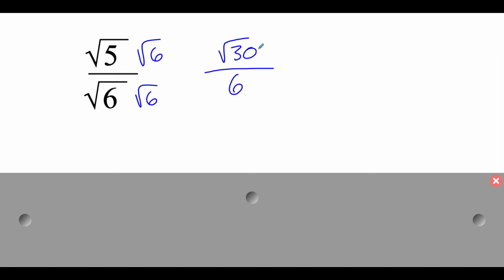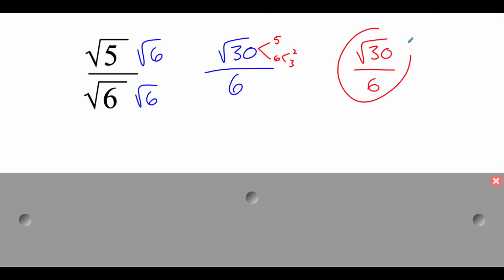I am going to check, though, to see if I can simplify down that 30. So 30 is 5 times 6. 6 is 2 times 3. I don't have any pairs here, so I cannot simplify down this radical. So it's just going to be the square root of 30 over 6 as our answer.